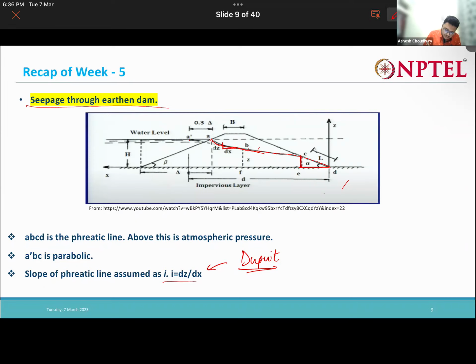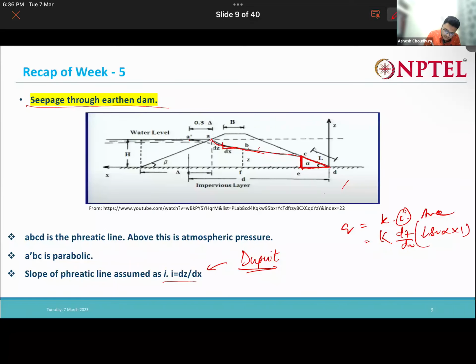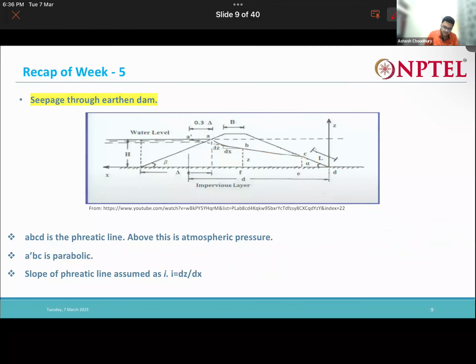Now my area. What is my q value? The q is nothing but k i into area. I is dz by dx, and K, let us keep it as k. What is my area? Area is nothing but this height into unit length, since we are just considering this element. This area is L sine alpha into 1, where L is this length.